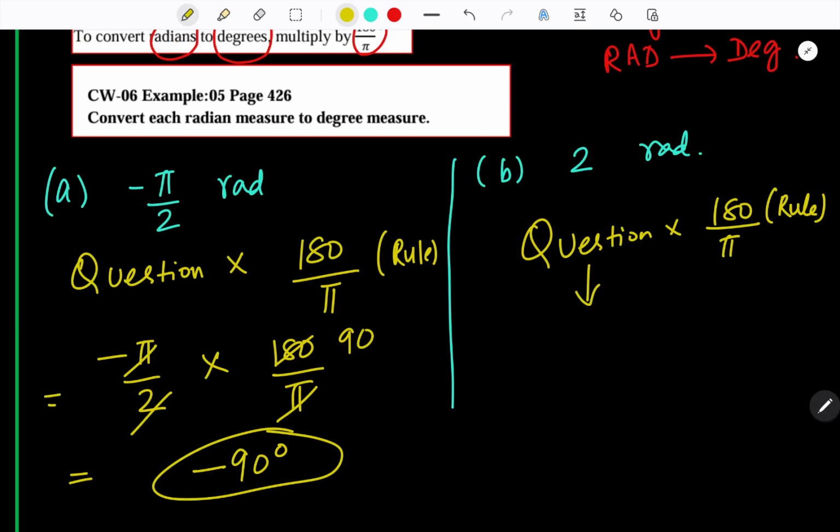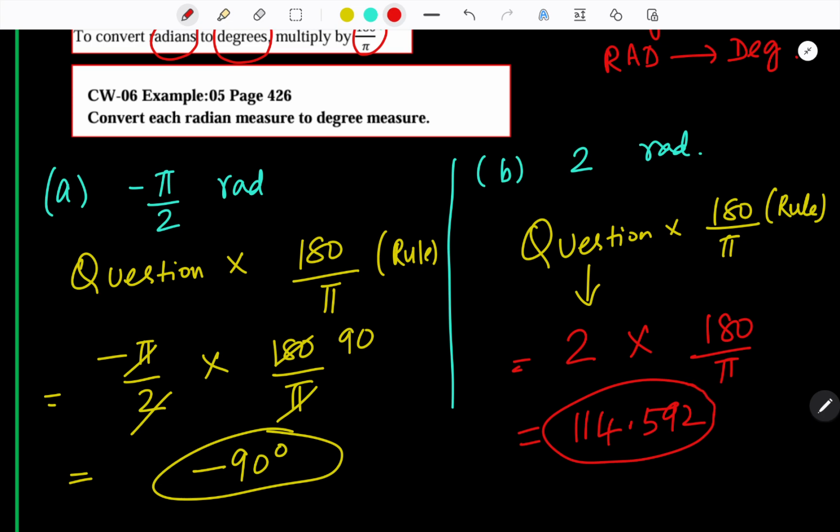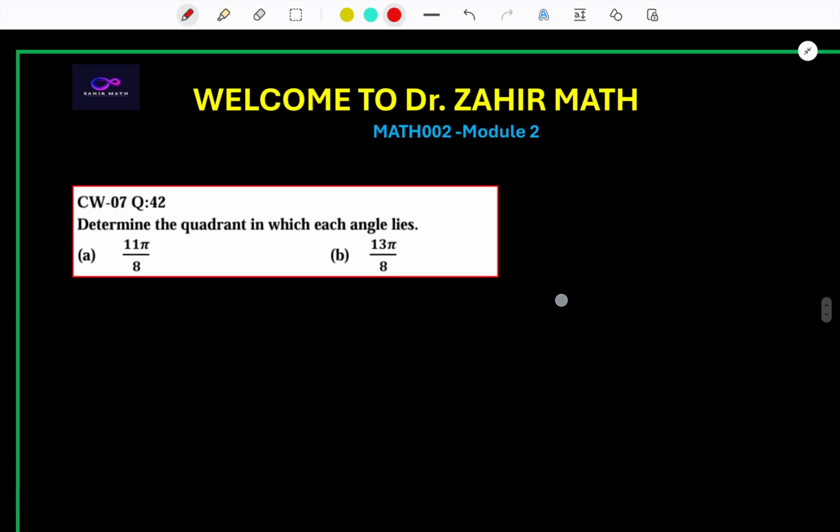And here, what is the question? The question is 2 radian multiply by 180 by pi. Here radian is not getting cancelled, so no problem. Just put everything in the calculator. You will get 114.592. I'll also check with this. Yes, correct. Let's go to the next question.